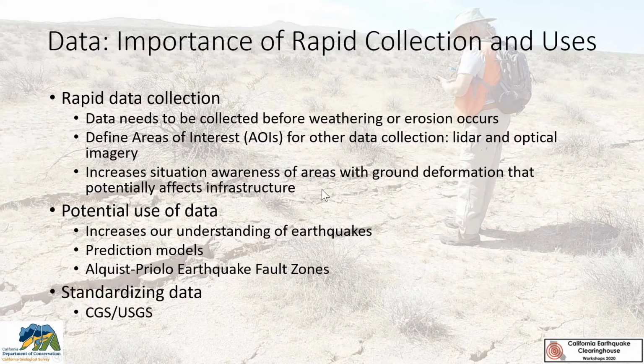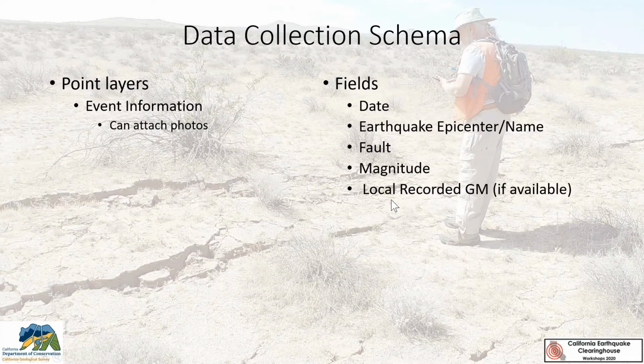And one of the really important points I want to get across in this talk is that CGS and USGS are really working together to come up with a data collection schema and platform that works for both of our organizations. And for the data schema, which I'm going to talk about over the next few slides, on the left will be the layer I'm talking about. On the right are the fields within each one of the layers. I don't have time to go into those in depth, but I want you to see what's in that.